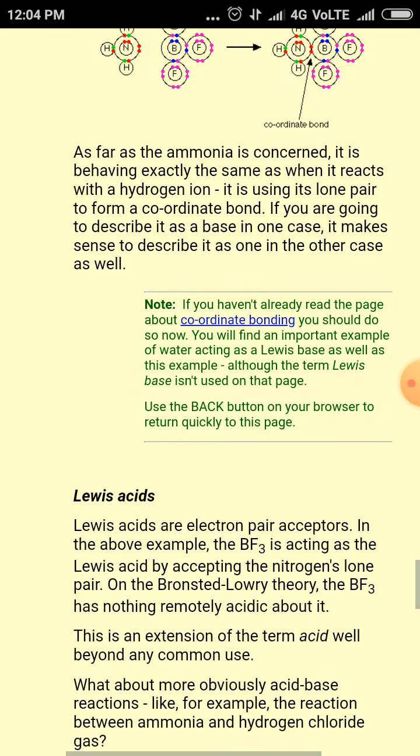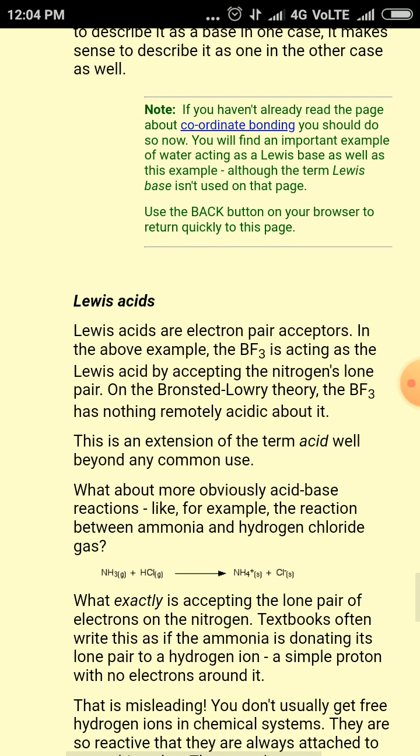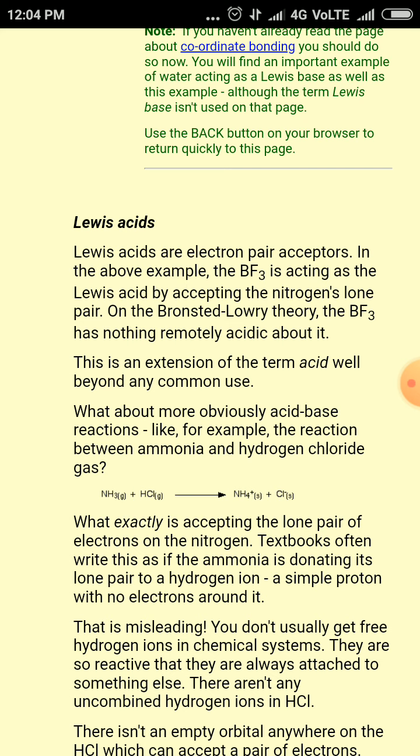Now we discuss Lewis acids. Lewis acids are electron pair acceptors. In the above example, the BF3 is acting as a Lewis acid by accepting the nitrogen's lone pair. In the Bronsted-Lowry theory, the BF3 has nothing remotely acidic about it. This is an extension of the term acid well beyond any common use.